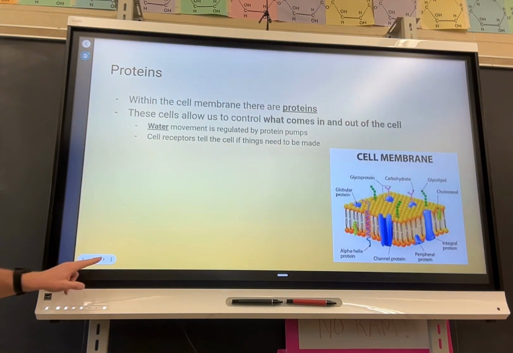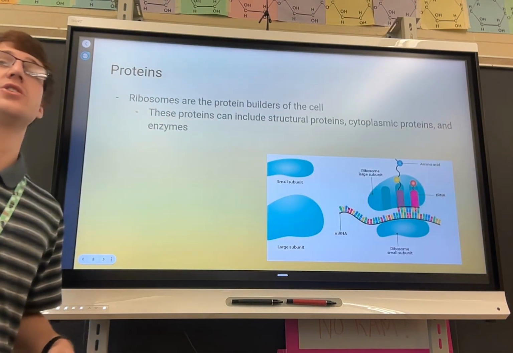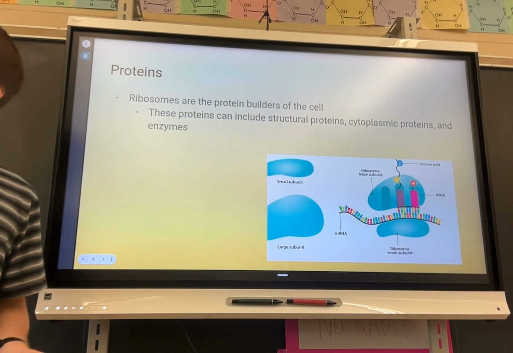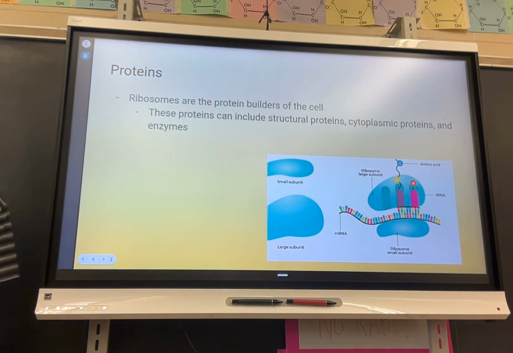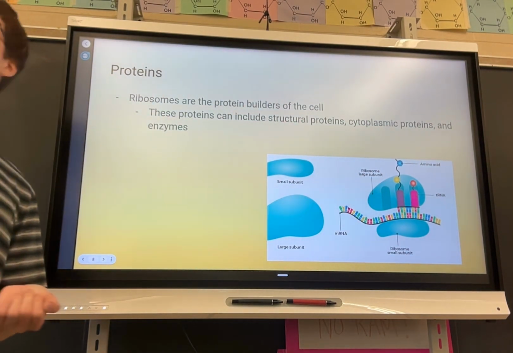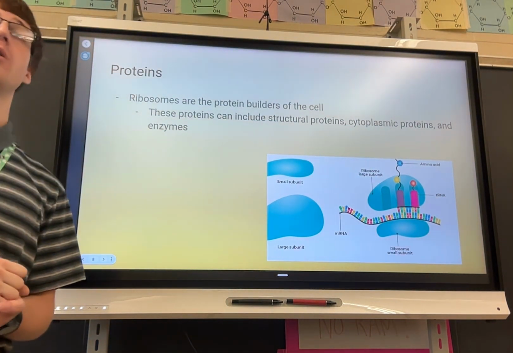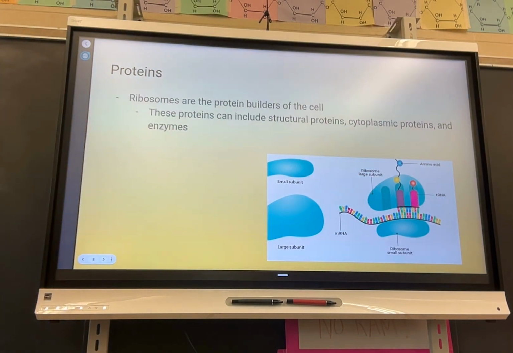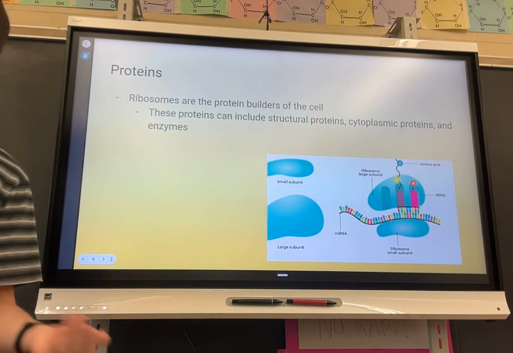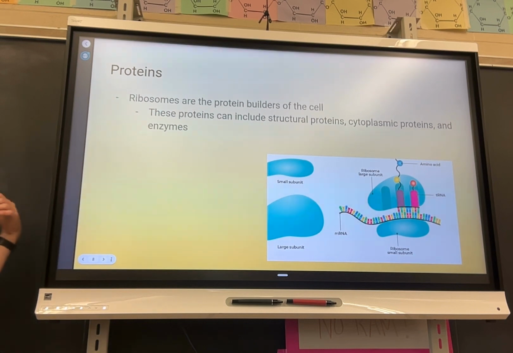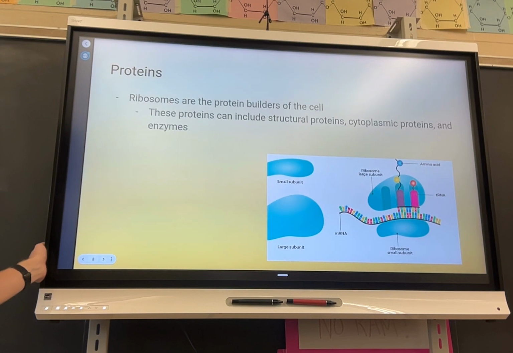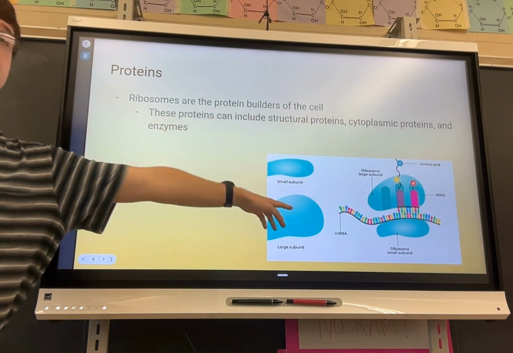Yep. Okay. So the next part we're going to talk about, jumping away from the cell membrane, are the ribosomes. While they aren't exactly organelles, they are extremely important because they build proteins in the cell. These include a lot of different molecules. For example, structural proteins are going to be made. Different hormones will be made. Cytoplasmic proteins, so all of those pumps and things, will be made using ribosomes.